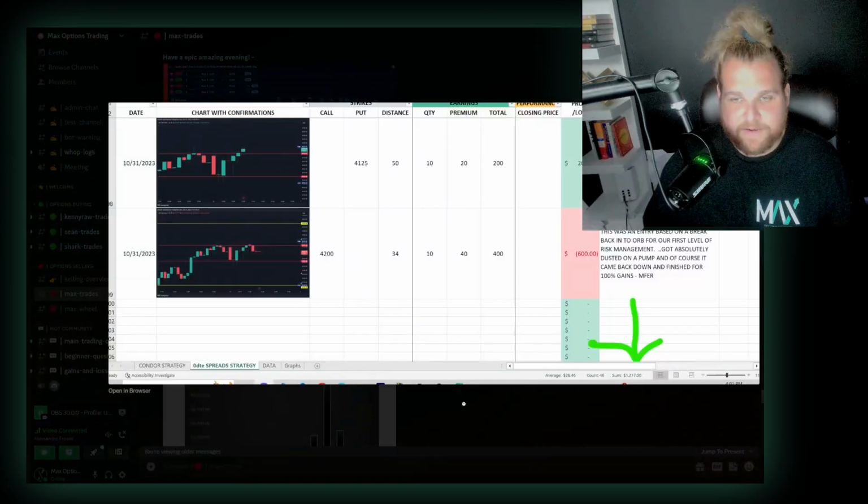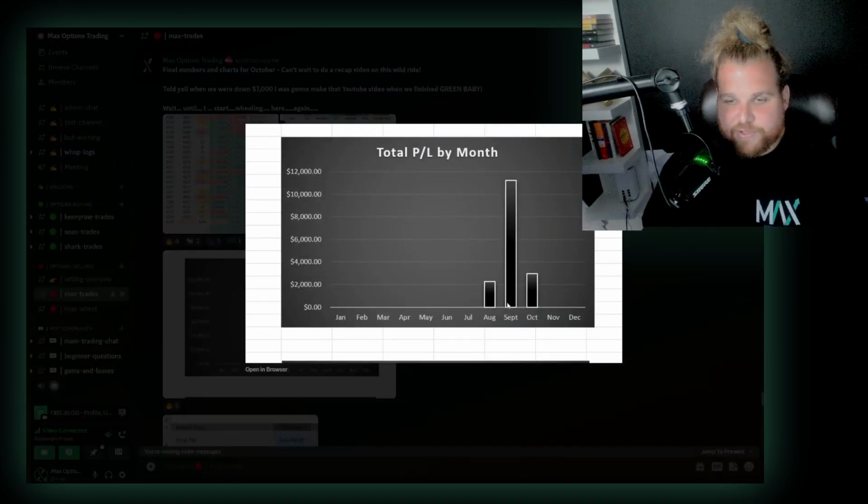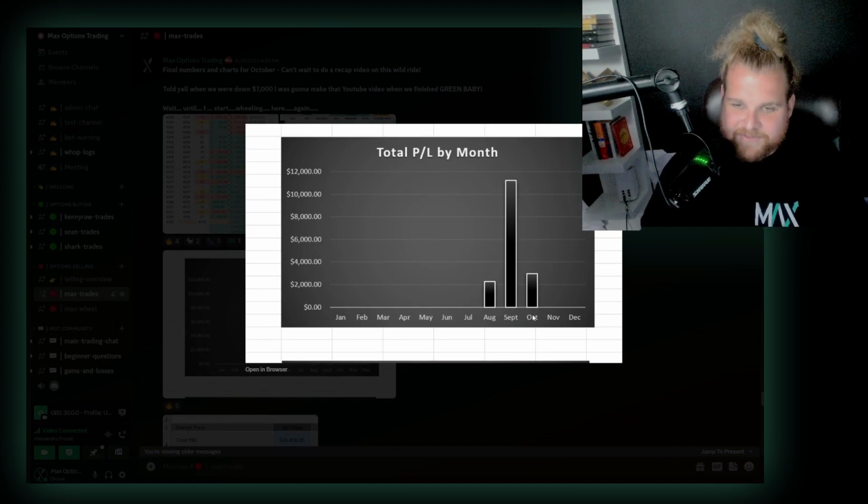Thank you for being there. And we were at 1,200 in gains in the 0DTE. Green is green. I'm happy. We broke the 10K resistance. You can see October, August, I had just over 2,000 in gains. September, I didn't get reversed one time, and we took a massive $11,000 month. And then October, super proud to say that we finished 3,000 in the green.